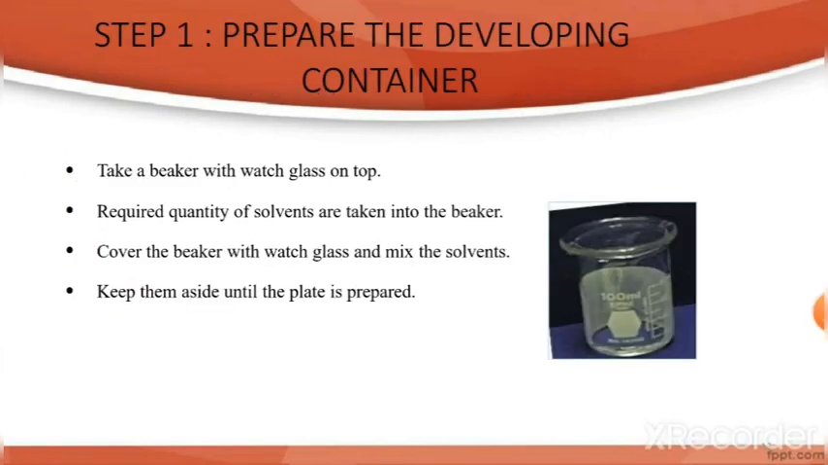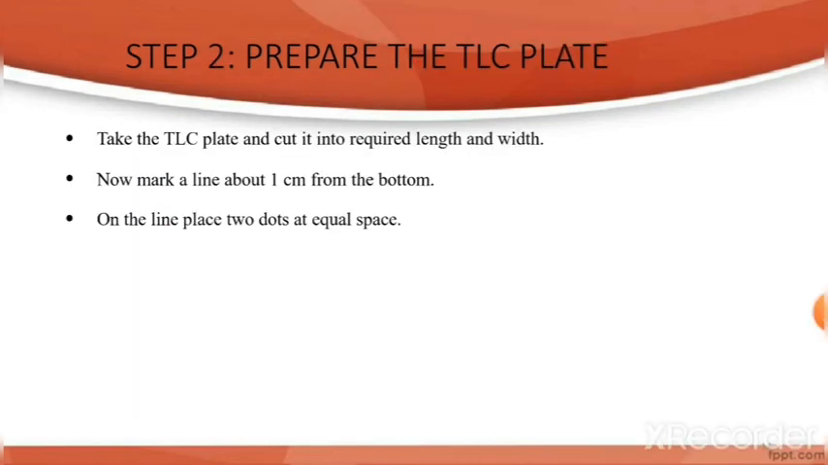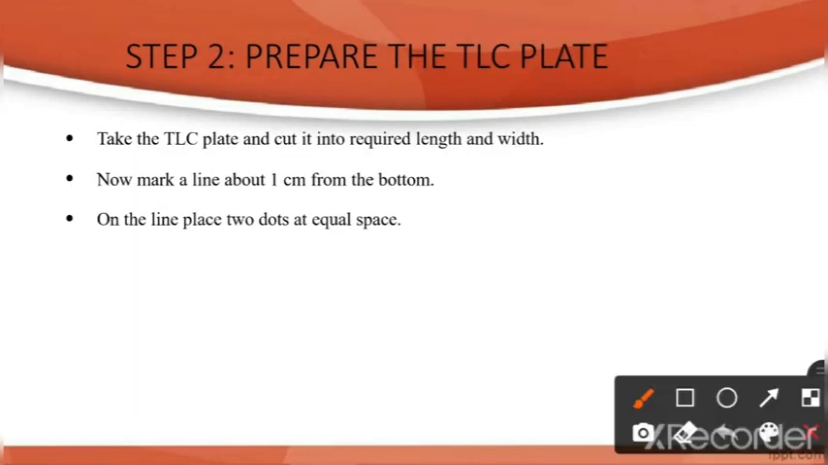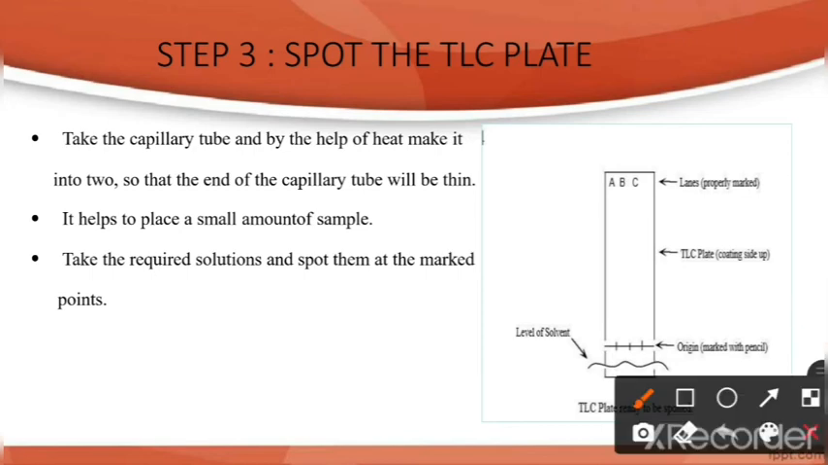Now first, preparation of the developing container. Here we have to take a beaker with a watch glass on top. The required quantity of solvents is taken into the beaker. Cover the beaker with the watch glass, mix the solvents and keep them aside until the plate is prepared. Now the preparation of the plate. Take the TLC plate and cut it to the required length and width. Now mark a line about 1 cm from the bottom, and on the line we have to keep 2 dots at equal spacing.